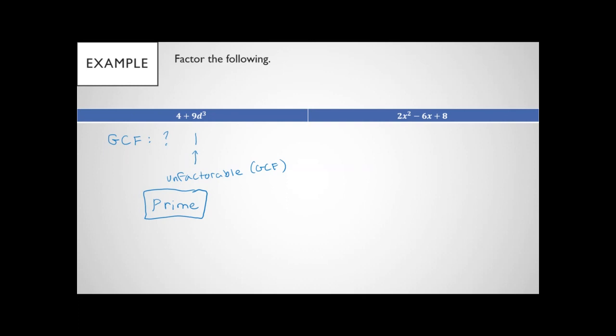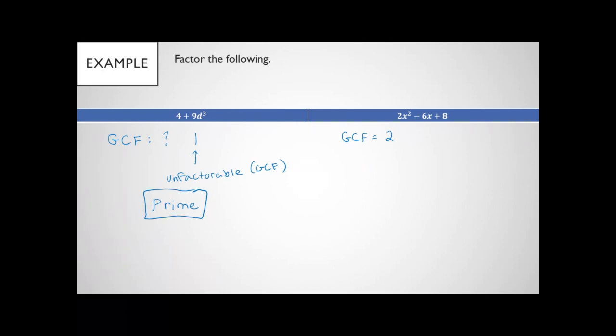Now the second example here, we have 2x squared minus 6x plus 8. So we're looking at something in common. I start with my numbers. I have 2, 6, and 8. I can divide a 2 out of all of those. And that's the biggest thing that I can divide out because the smallest number is 2. I can't divide anything bigger than that out of 2.